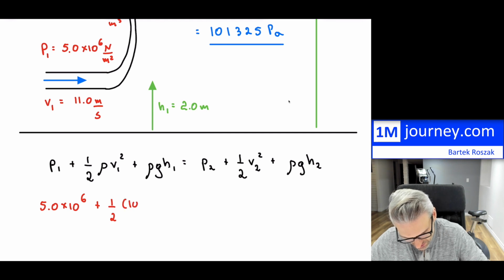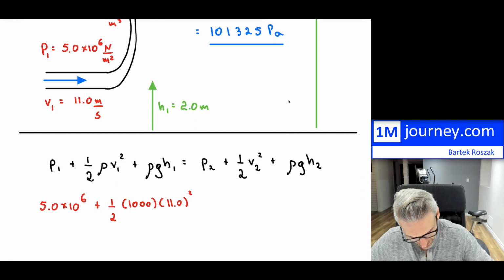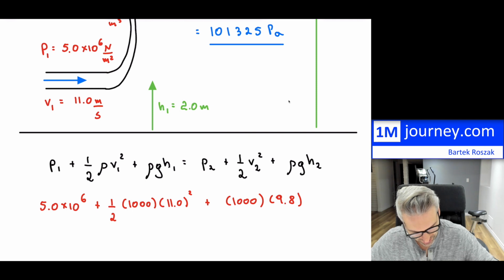So my density is water, so I'll put it at 1,000. The speed itself, in this case it's 11, this is going to be squared. And then finally plus, so here's the density in here. And then this is going to be times gravity. So the gravity is 9.8 meters per second squared. And this is the height, which is going to be 2.